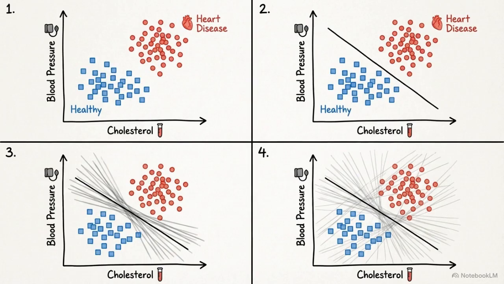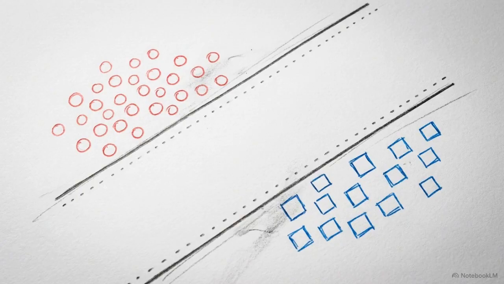The computer's job is to find a single dividing line that sits between these two groups. Once that line is drawn, any new patient can be instantly classified just by checking which side of the boundary they land on. The problem is that there are thousands of ways to draw a line that technically separates these clusters. The goal is to figure out which of those lines creates the safest, most reliable gap for future patients. This is the specialty of the support vector machine.